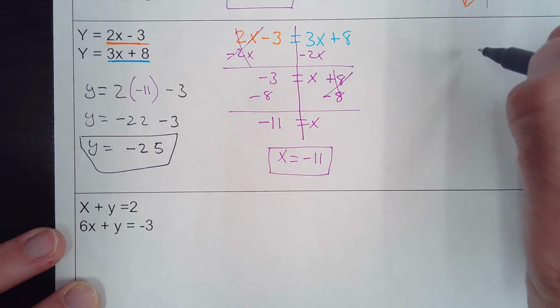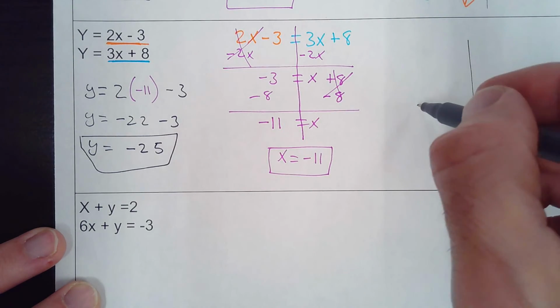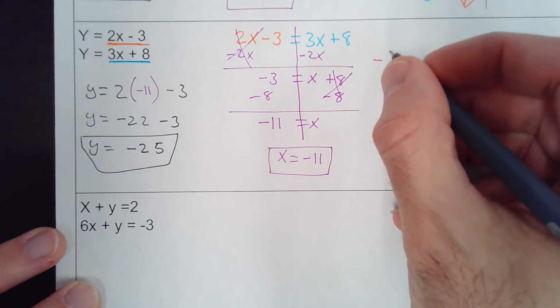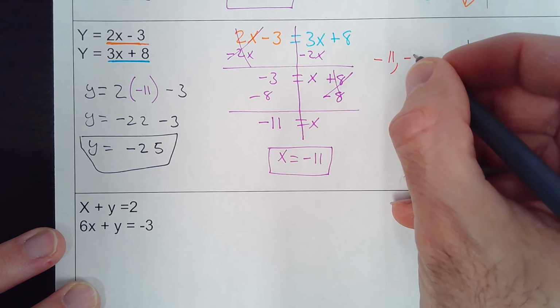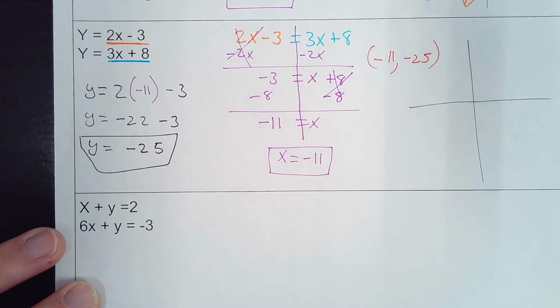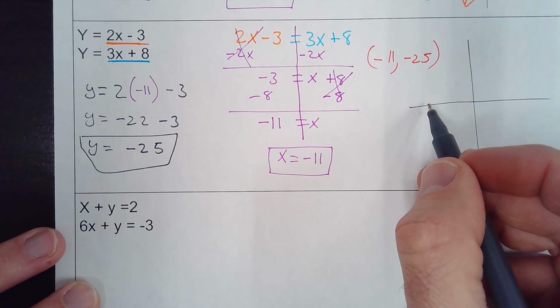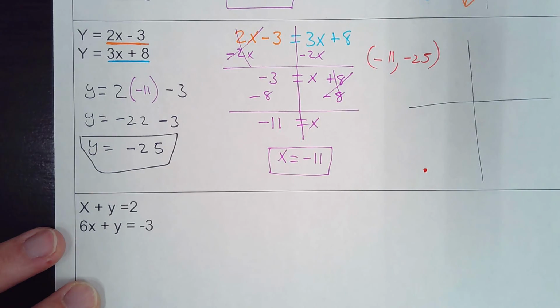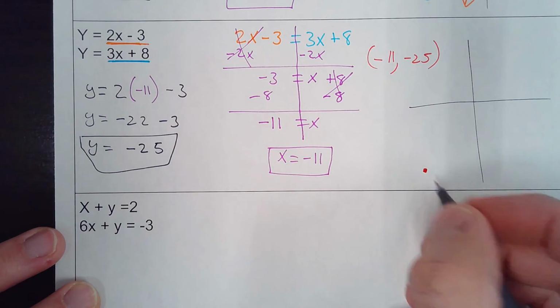So once again, if we had our graphs, it would be very rough sketch here, but it would be something like our solution is x comma y. So our solution would be, let's see, negative 11, negative 25, something like that. Our solution would be way down here in this bottom corner.